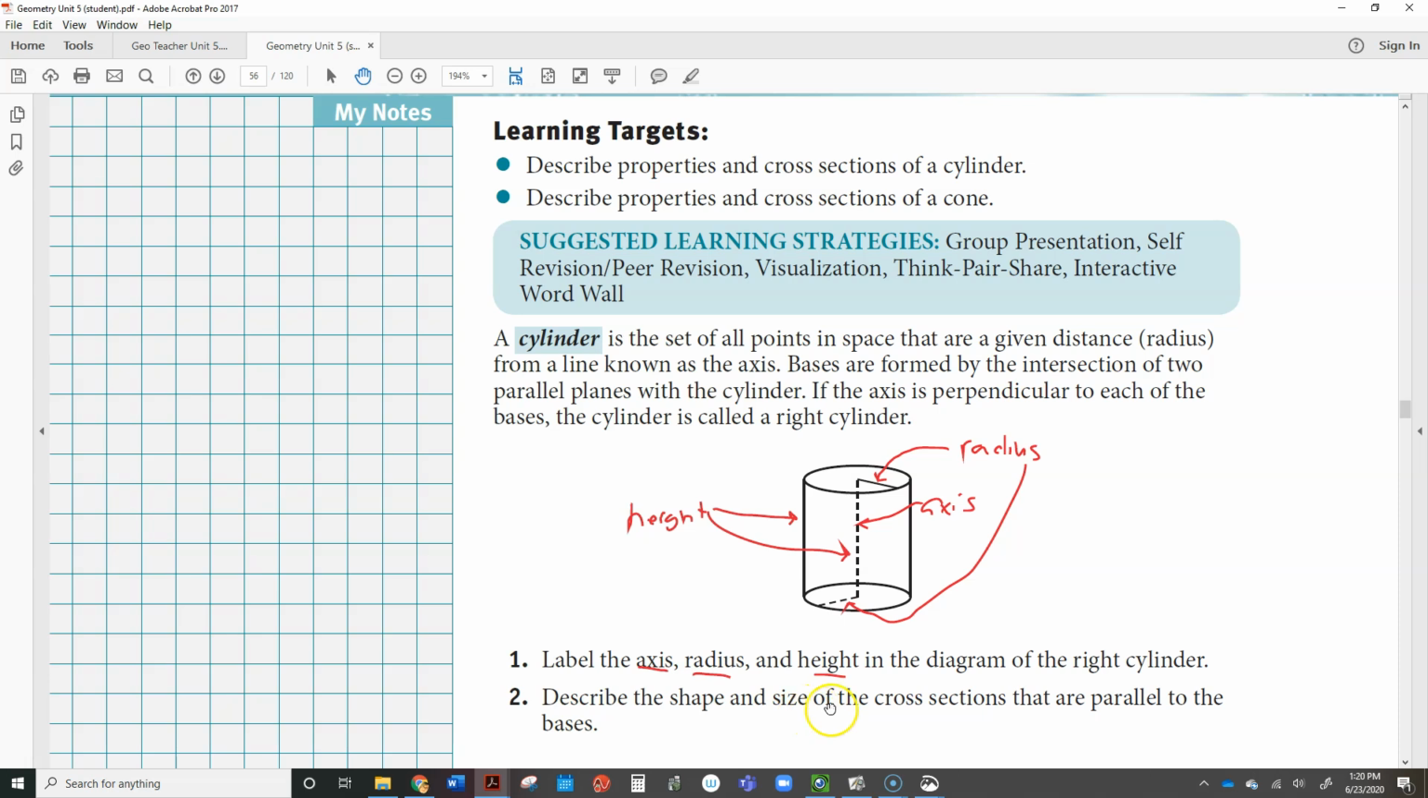It says describe the shape and size of a cross section that are parallel to the bases. So if I take a plane and I slice right through this thing right here, and then I look at the cross section, I'm going to get a circle. And if I go down here a little bit closer to the base and I slice through that, I'm going to get another circle. So as long as it's a right cylinder, we'll get circles that are congruent, that are the same size. Boy, my wavy line didn't stay wavy, did it?